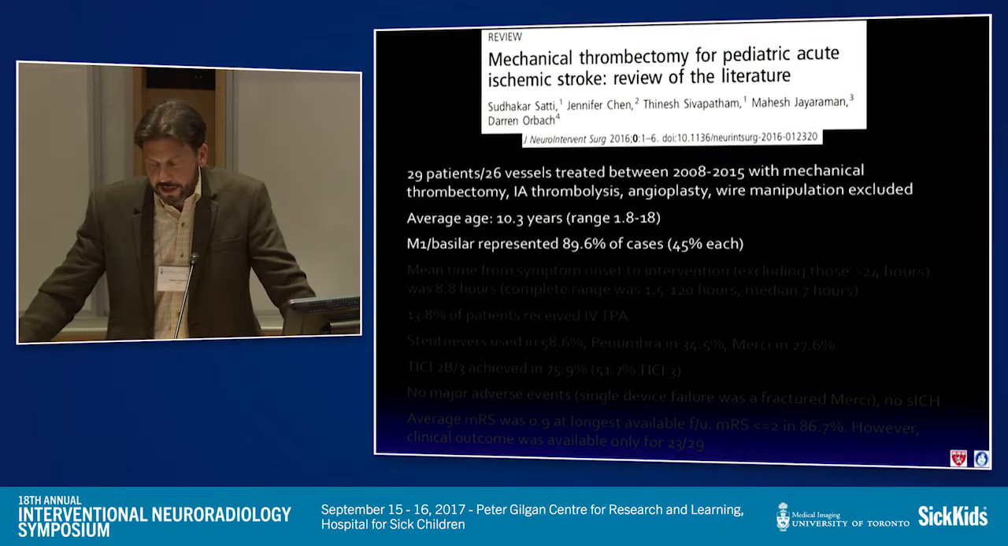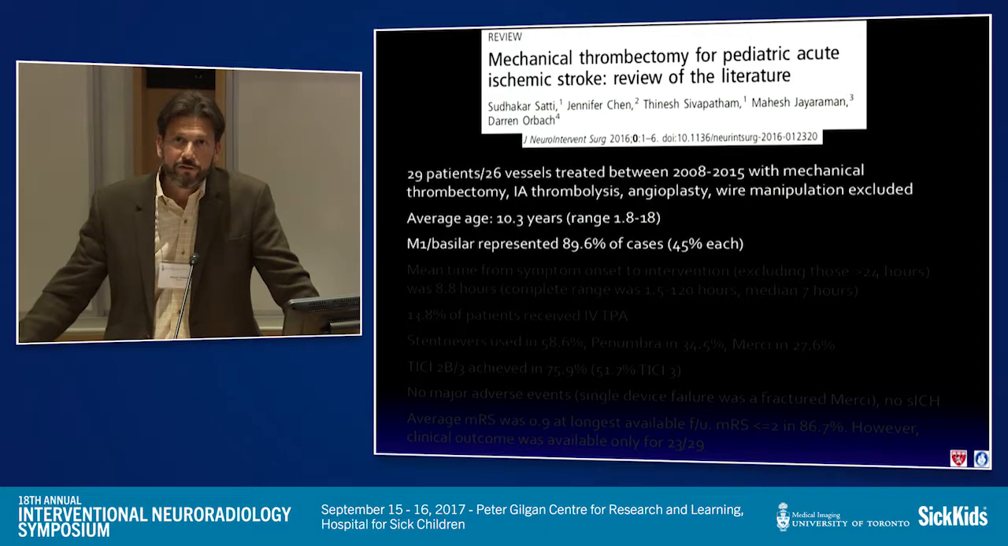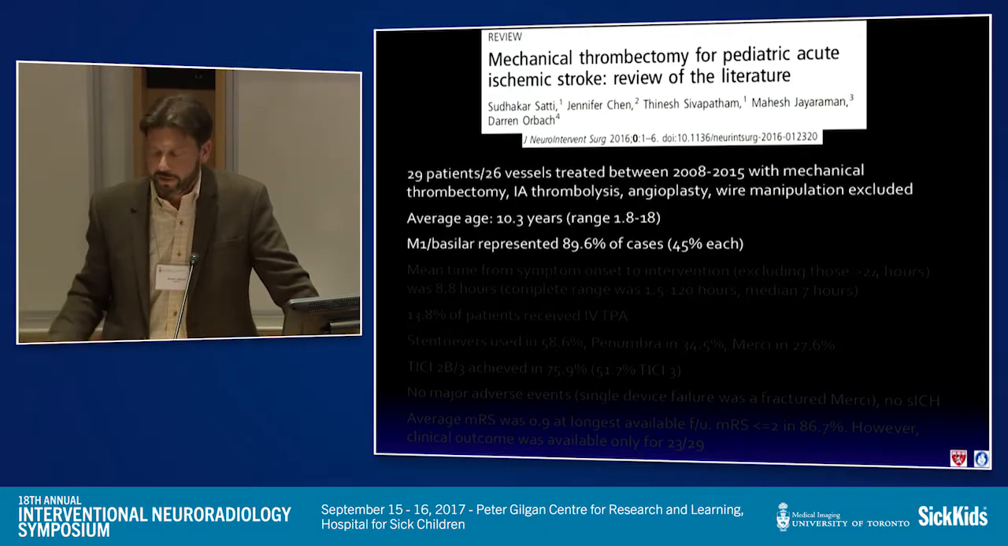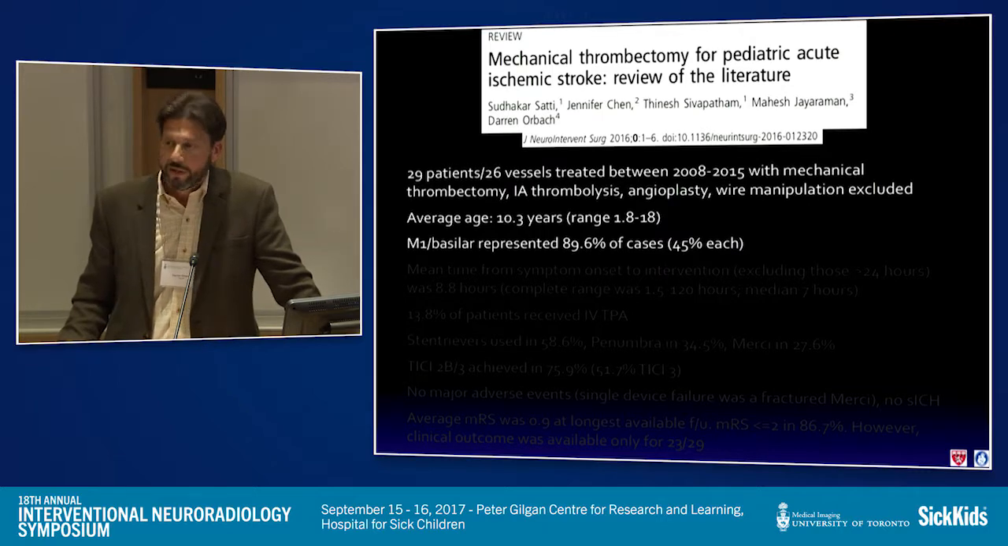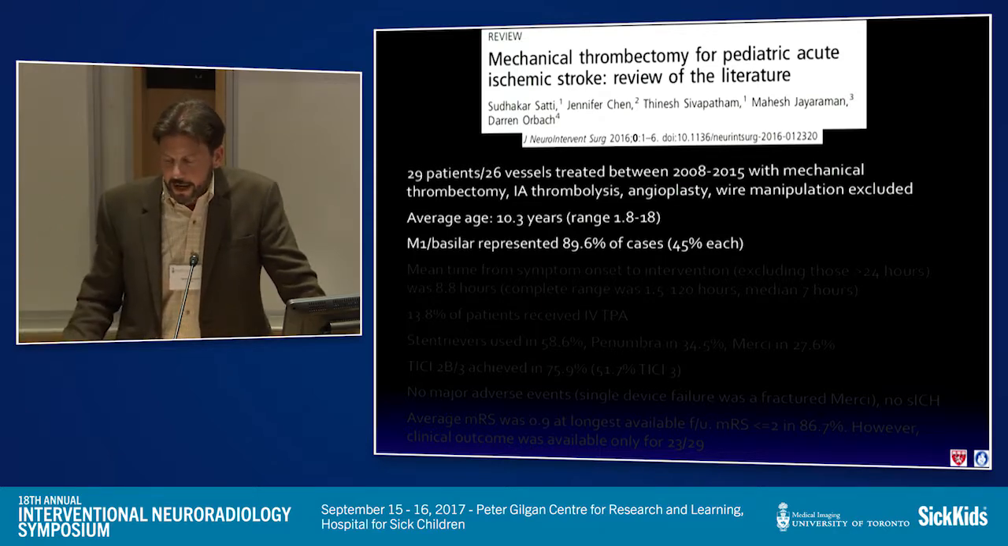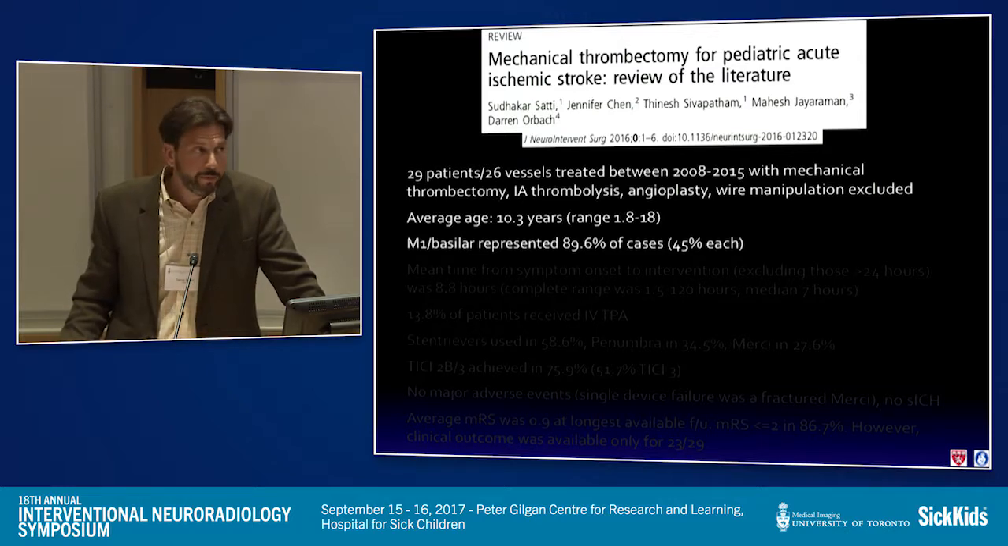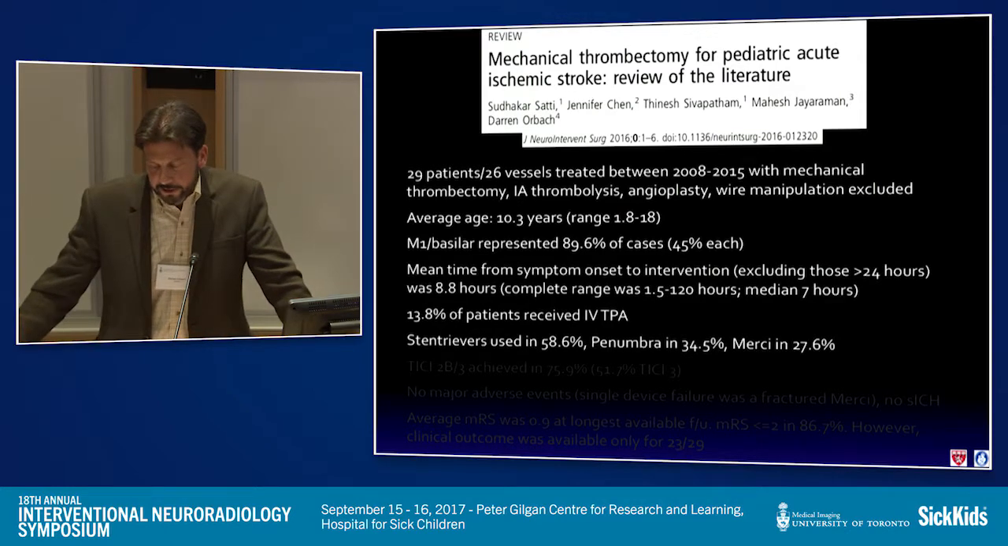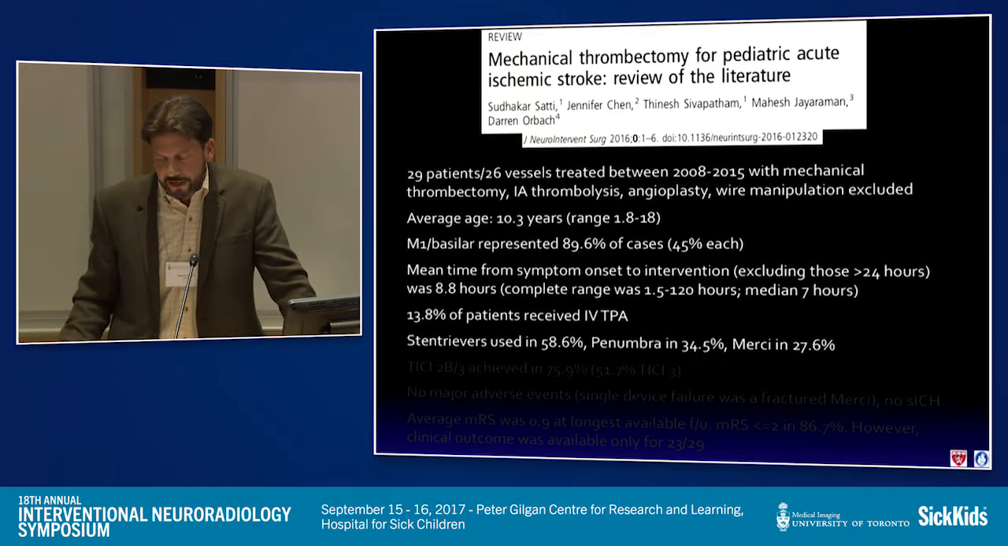We repeated this exercise last year in 2016, and we limited ourselves to modern interventions, so mechanical thrombectomy with relatively modern devices. We did go back to 2008, so we did include Mercy, but we excluded things like IA TPA, balloon angioplasty for acute stroke, maceration with a wire, and things like that. We found the average age of the patients was about 10. Most of them were M1 or basilar occlusions. And interestingly, the mean time from symptom onset to intervention was 8.8 hours. If you notice, the complete range was 1.5 to 120 hours.